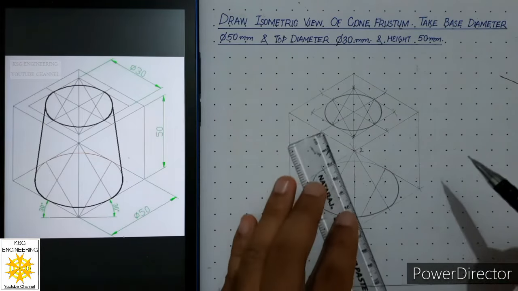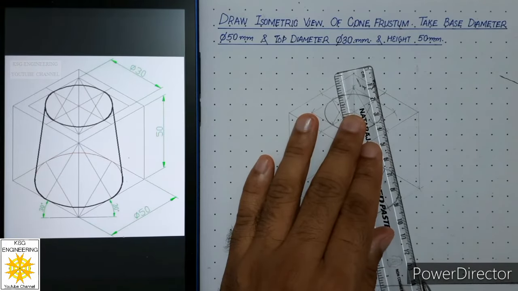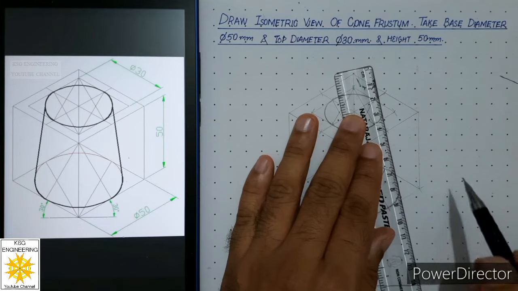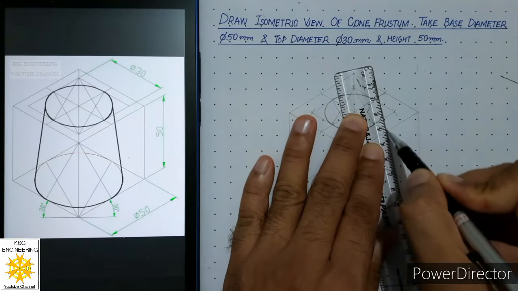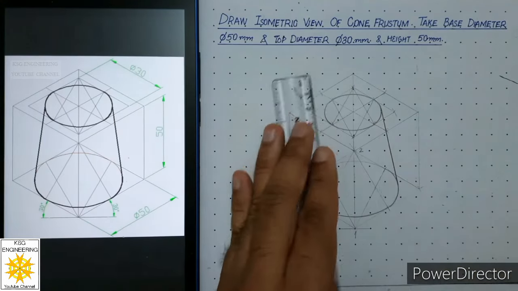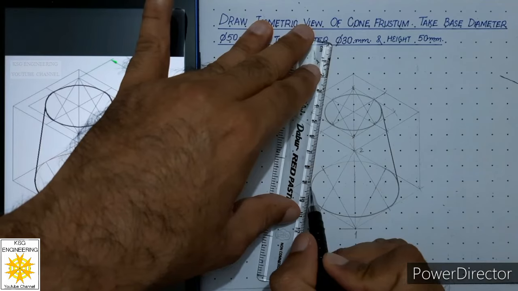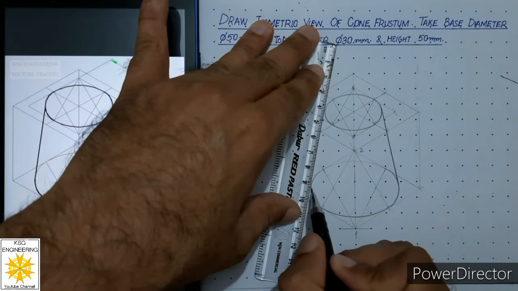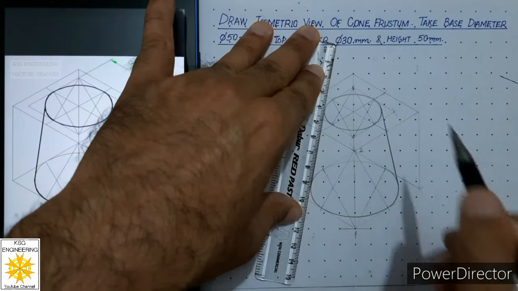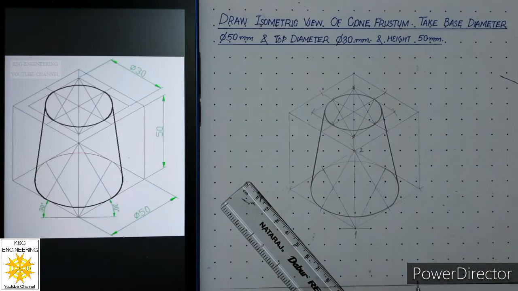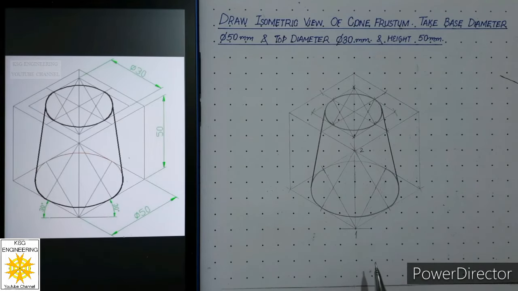Then we will place our scale tangent to both the arcs and draw a thick line over here, which will be the slant edge of the cone frustum. Then place your scale over here tangent to both the arcs and draw the second slant edge of the cone frustum. And now you can see we are ready with the isometric view of the cone frustum.